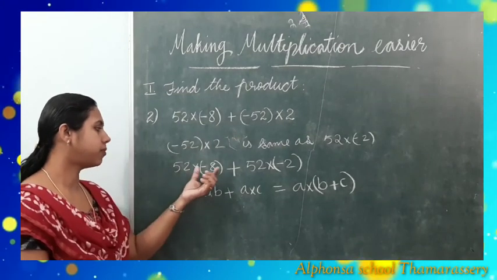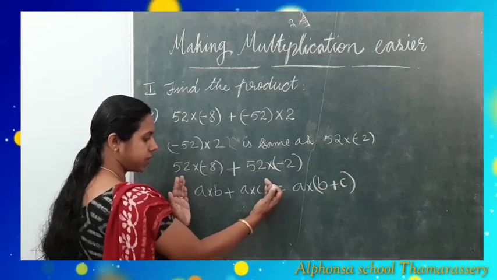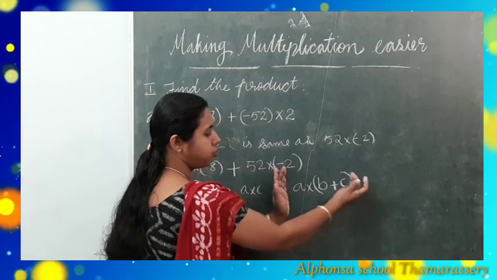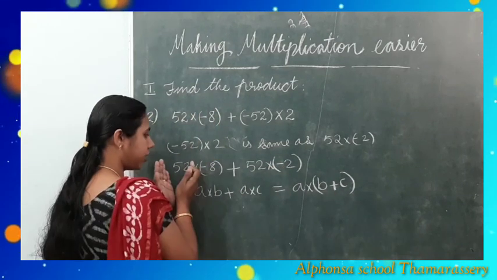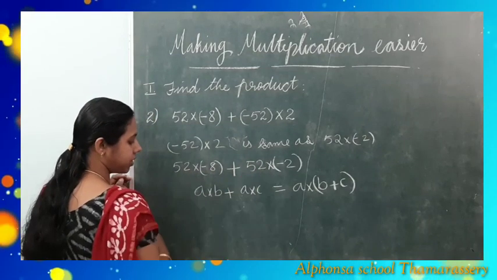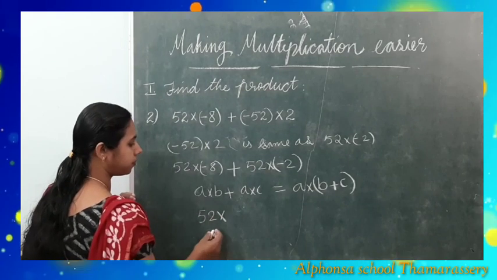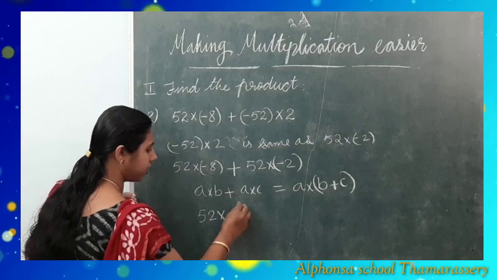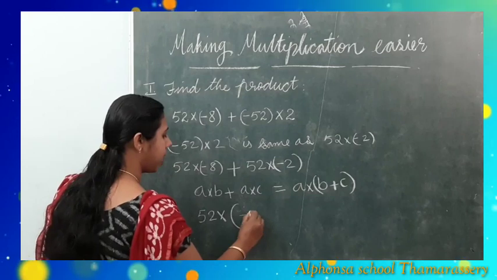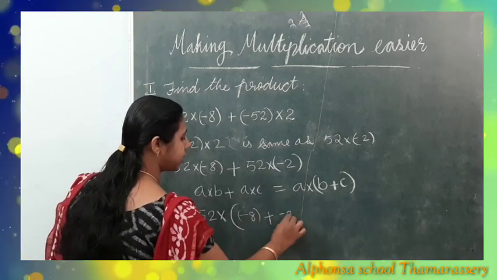Distributive property of integers, multiplication over addition. So 52 into minus 8 plus 52 into minus 2, we can write it in the form of A into B plus C. For that, you have to take the common factor out. Here 52 is common in both the terms. You take it out, then 52 into, you are taking 52 from here, then what is left here? Minus 8 plus minus 2.